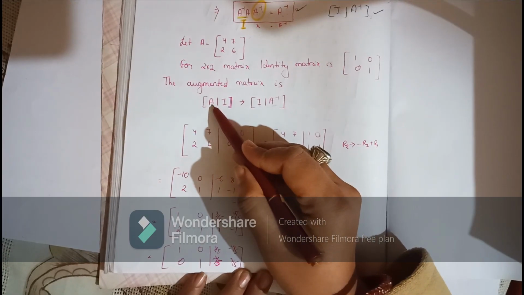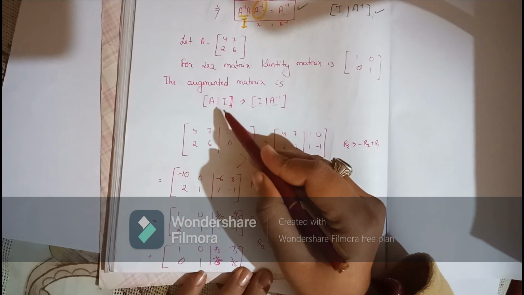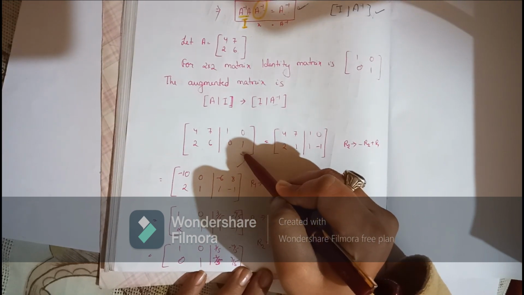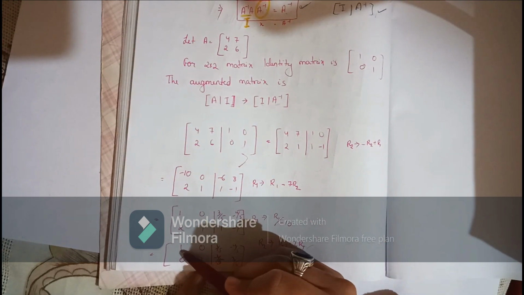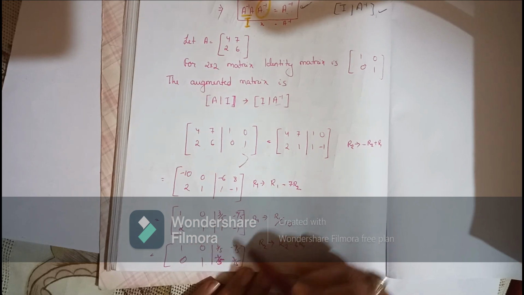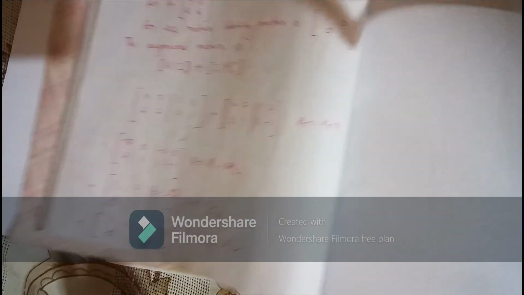So I had A and I in this form. Basically my focus should be on converting the left-hand side into I, so that whatever comes on the right-hand side is my inverse. I performed the row operations and got 1, 0, 0, 1, which is the identity matrix, on the left-hand side. So whatever I am getting here on the right-hand side is my inverse. So what is the A inverse?